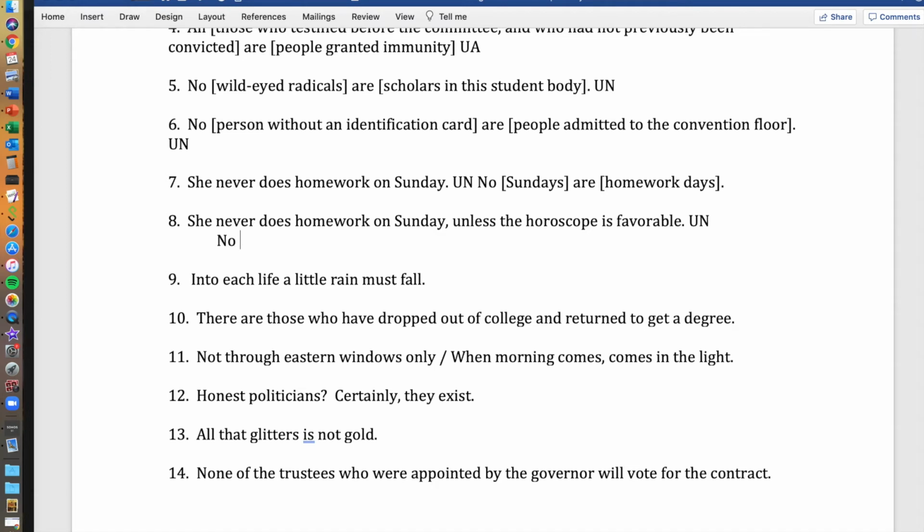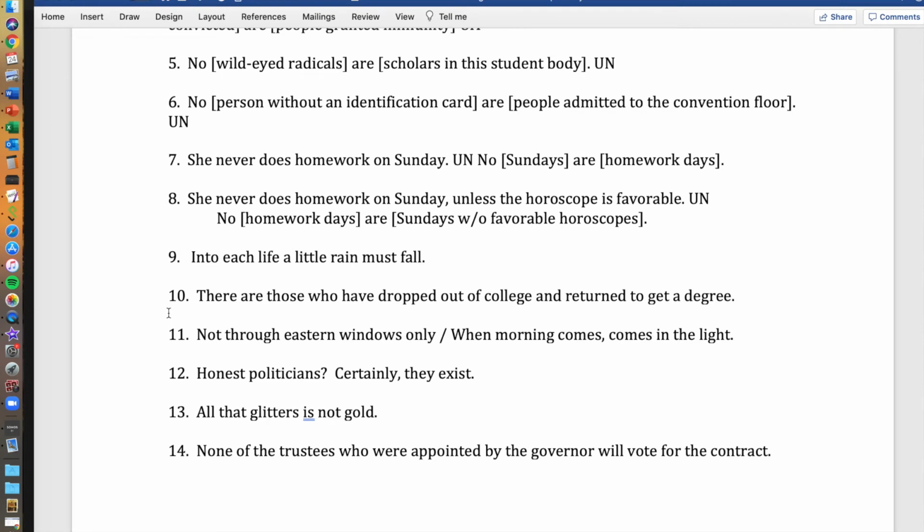No, in this case, we'll do homework days first as the subject term. No homework days are, and then the predicate term, Sundays without favorable horoscopes. Okay. And in this case, too, you could convert this. You could say, no Sundays without favorable horoscopes are homework days. And that would give you the natural language statement in standard logical form.